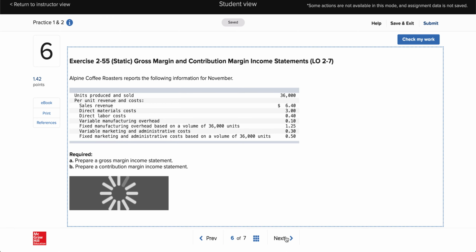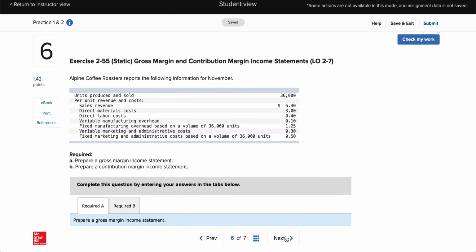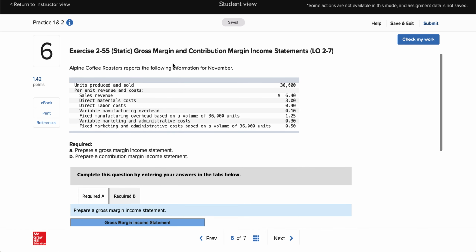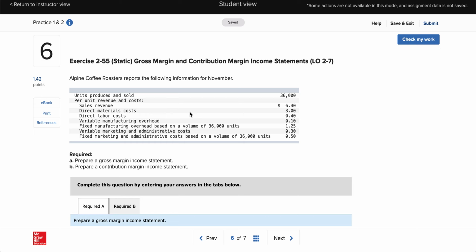Moving on to number 6. And this one has 2 parts. The first thing they're asking us to do is to take a look at this information for Alpine Coffee Roasters for the month of November and prepare a gross margin income statement first, and then requirement B asks for a contribution margin income statement.